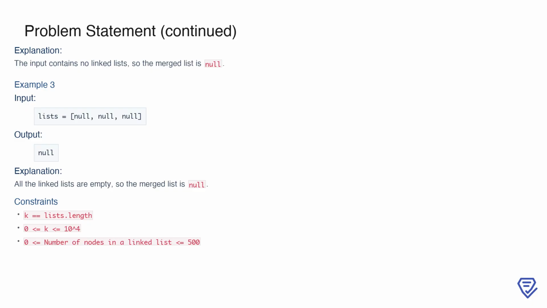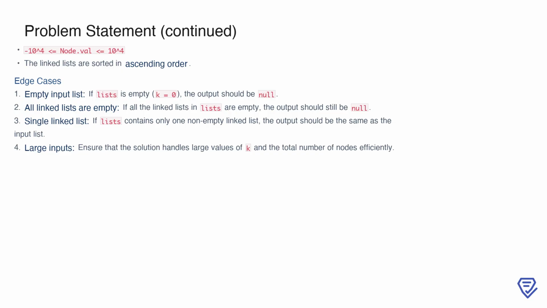The constraints specify that the number of linked lists, k, can range from 0 to 10,000, and each linked list can contain up to 500 nodes, making it important to consider the efficiency of our solution. Additionally, the values of the nodes in the linked lists can range from -10,000 to 10,000, and it is guaranteed that each linked list is already sorted in ascending order.